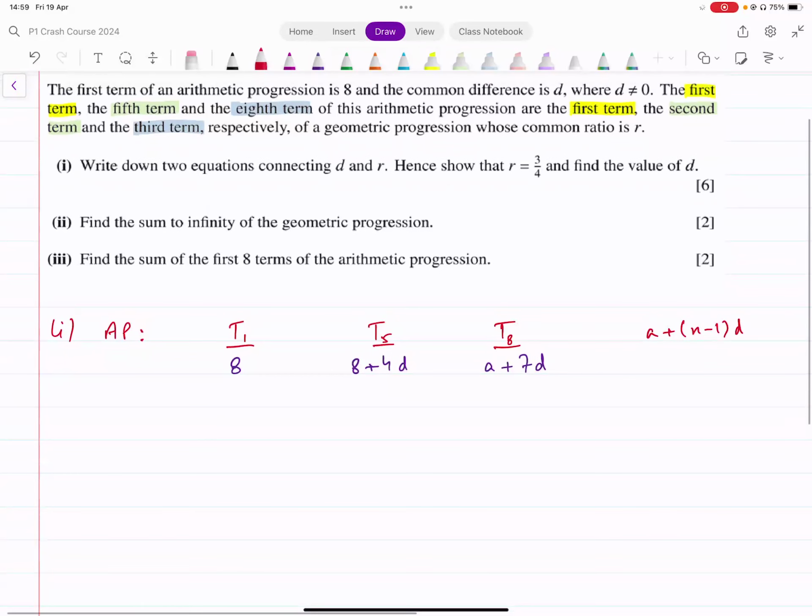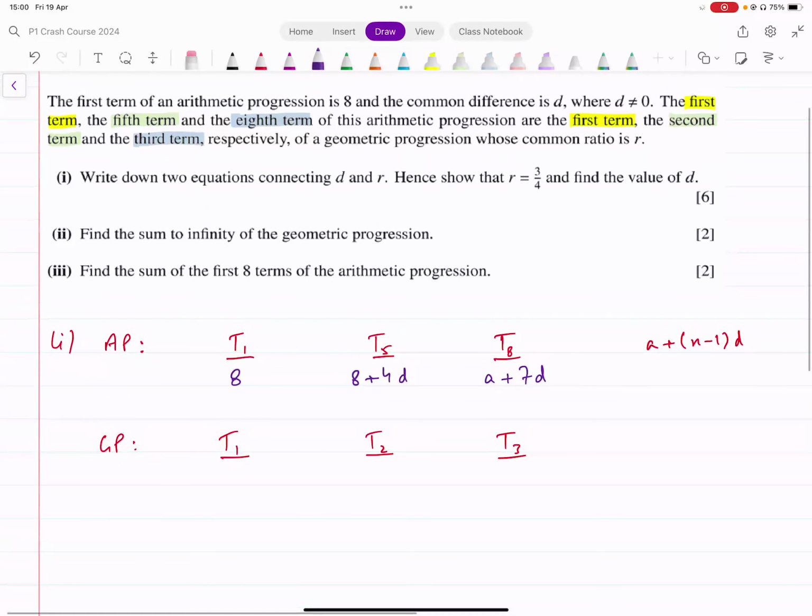And now they're saying these are the same as the first term, the second term, and the third term of a GP. Now we know that the GP has the first term 8 as well, right? Because if the first term of the AP is 8, the first term of the GP is also supposed to be 8. So the first term here is also going to be 8.